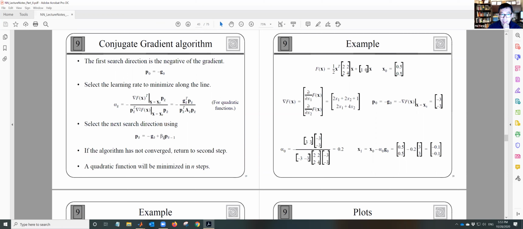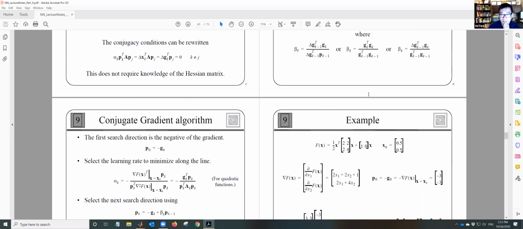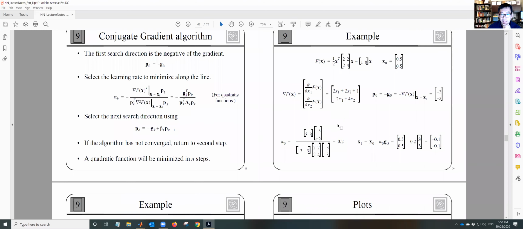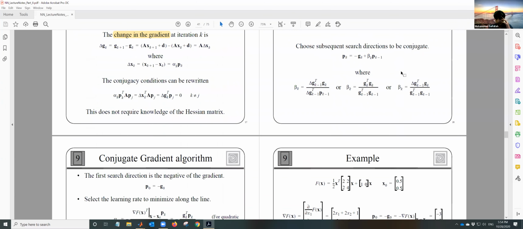How do you get the beta k? Beta k is g(k) transpose g(k), over g(k-1) transpose g(k-1). So it's actually right here. So how do we derive, I mean, why these 3 expressions for beta k? Where did they come from? That was the question.